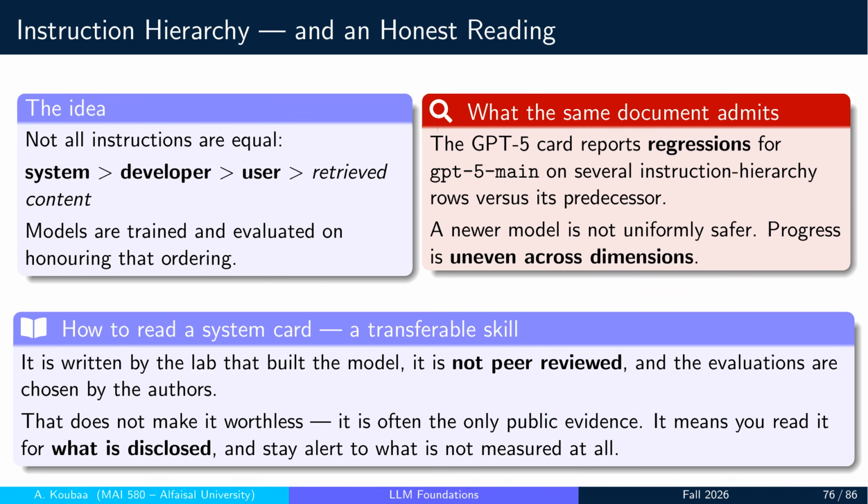Now, the box at the bottom, because it teaches a transferable skill. How should you read a system card? It is written by the laboratory that built the model. It is not peer-reviewed, and the evaluations are chosen by the authors. That doesn't make it worthless. It's often the only public evidence we have. It means you read it for what is disclosed and you stay alert to what is not measured at all. Ask the same question we asked of Kaplan. What did they choose not to measure? The absent measurement is often the more interesting one.